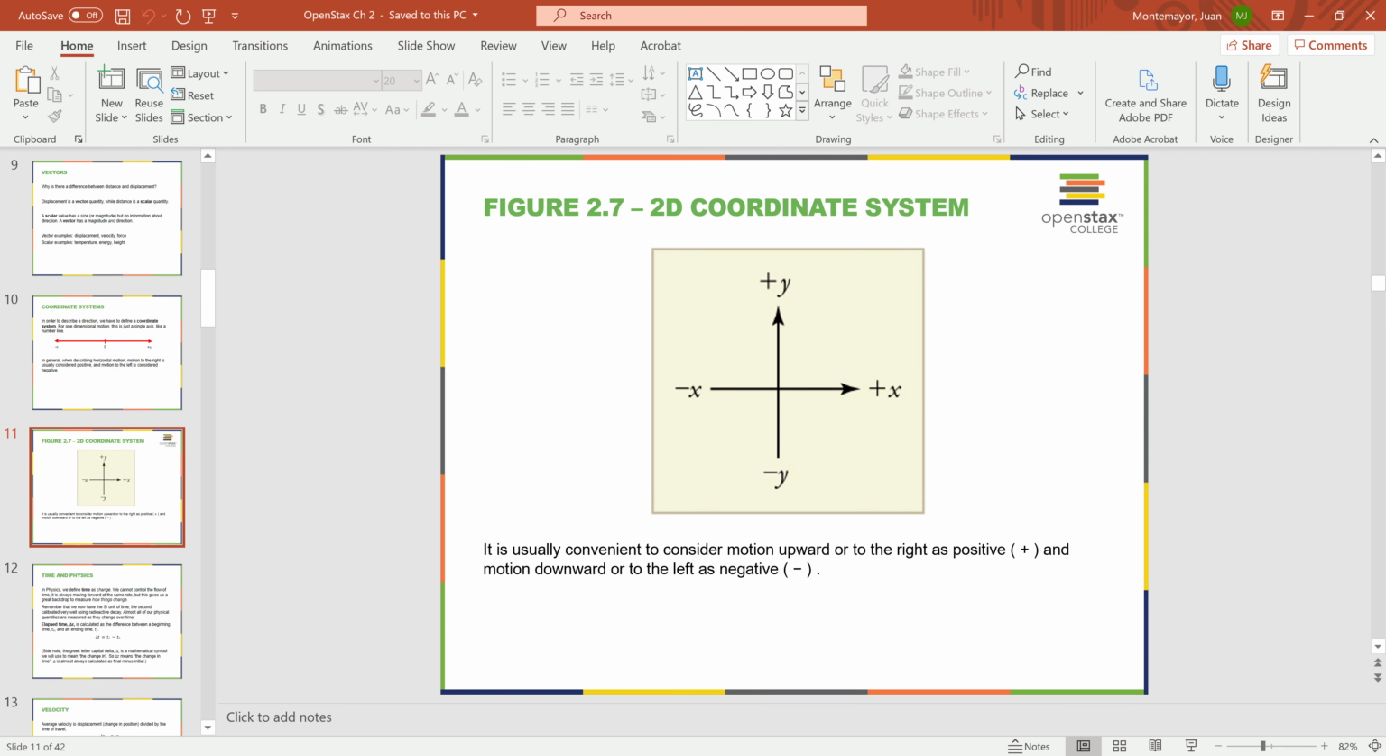For this figure, it is usually convenient to consider the motion upward and to the right as positive, and downward and to the left as negative.